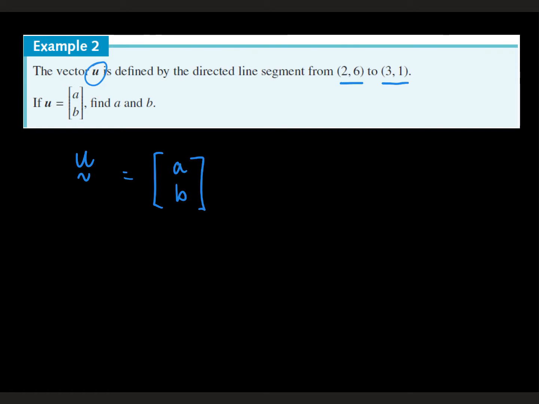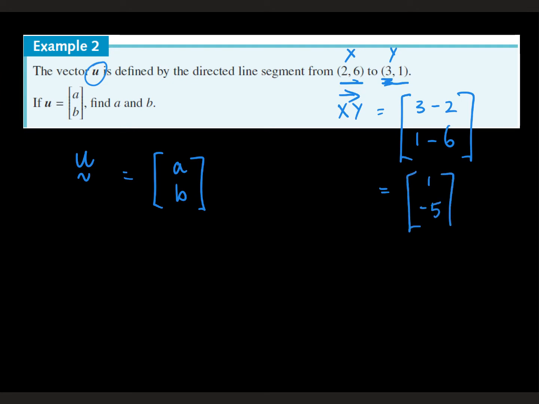Okay, well if it's going from point x to point y, how do we find out what that is? So vector xy, we would say, is going to equal, well, the horizontal movement is going to be 3 take away 2, and the vertical is going to be 1 take away 6. So it's going to be 3 minus 2 is 1, 1 minus 6 is -5. So a and b, (1, -5), just like that.